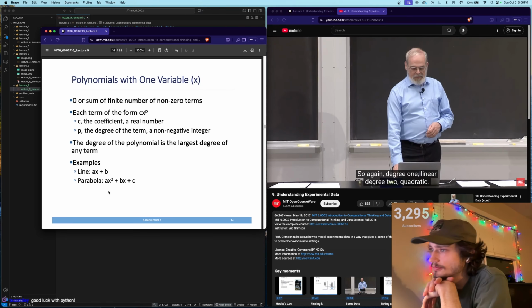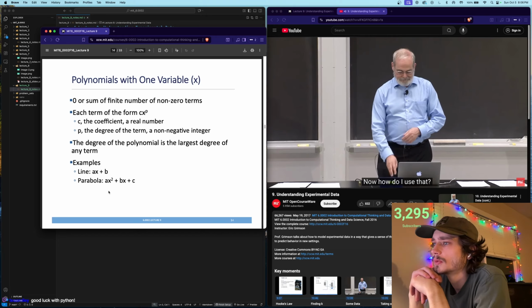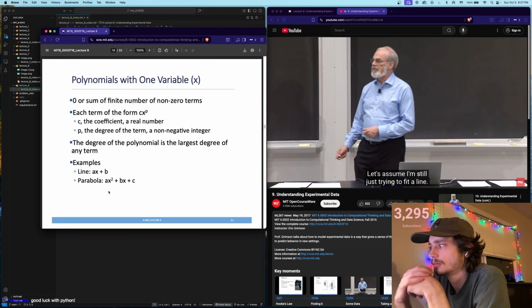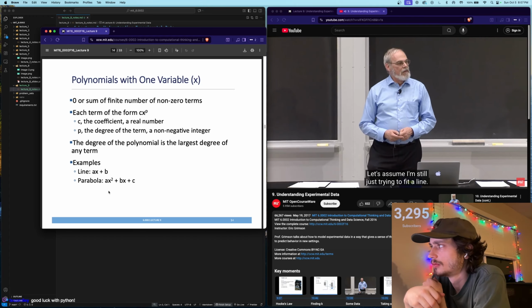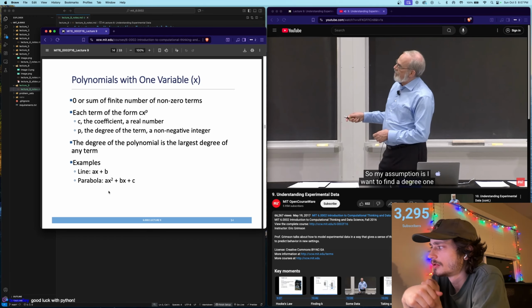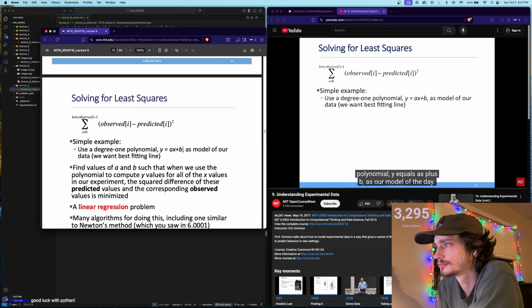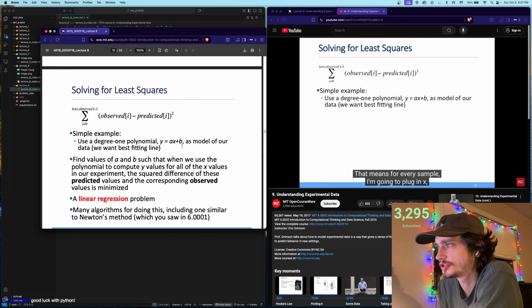Okay, now how do I use that? Well, here's the basic idea. Let's take a simple example. Let's assume I'm still just trying to fit a line. So my assumption is I want to find a degree 1 polynomial, y equals ax plus b, as our model of the data. That means for each sample, I'm going to plug in x, and if I know a and b, it gives me the predicted value.